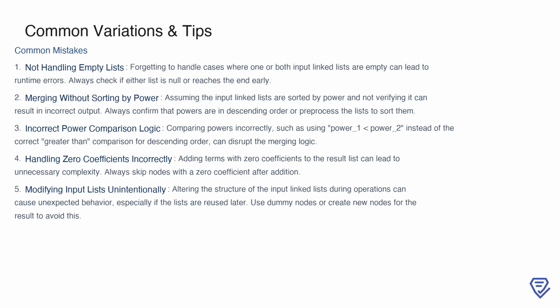Finally, modifying the input lists unintentionally is a common pitfall. If you alter the structure of the original lists during operations, it can lead to unexpected behavior, especially if the lists are needed later. To avoid this, consider using dummy nodes or creating new nodes for the result list instead of directly modifying the inputs.